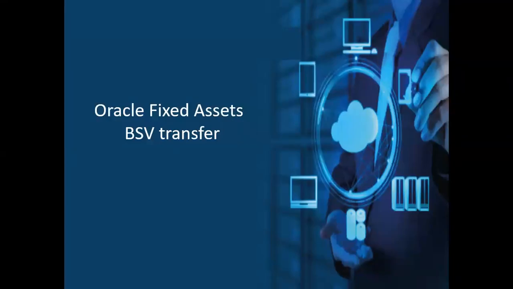In today's video, I'll talk about how to do a company code or a balancing segment transfer within fixed assets. So I'll take a requirement wherein I want to transfer an asset from one company code to another company code within a particular ledger.